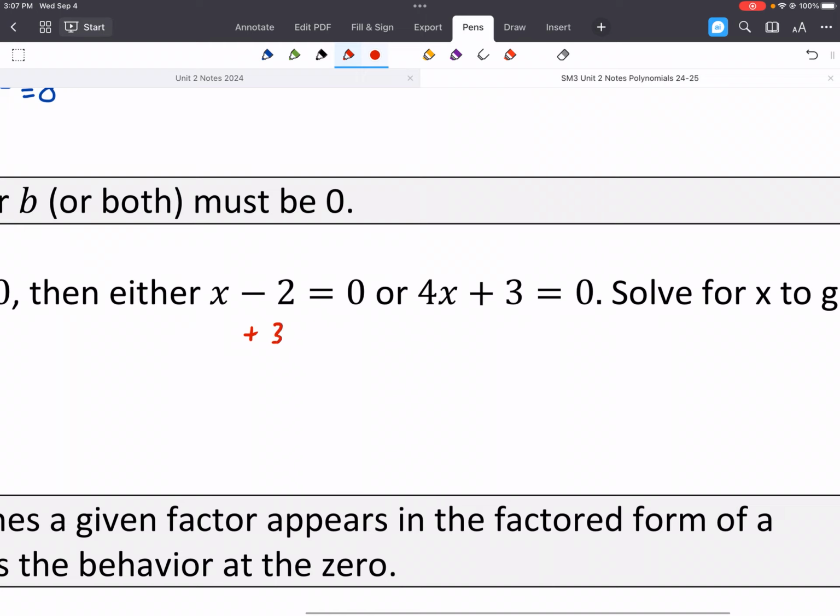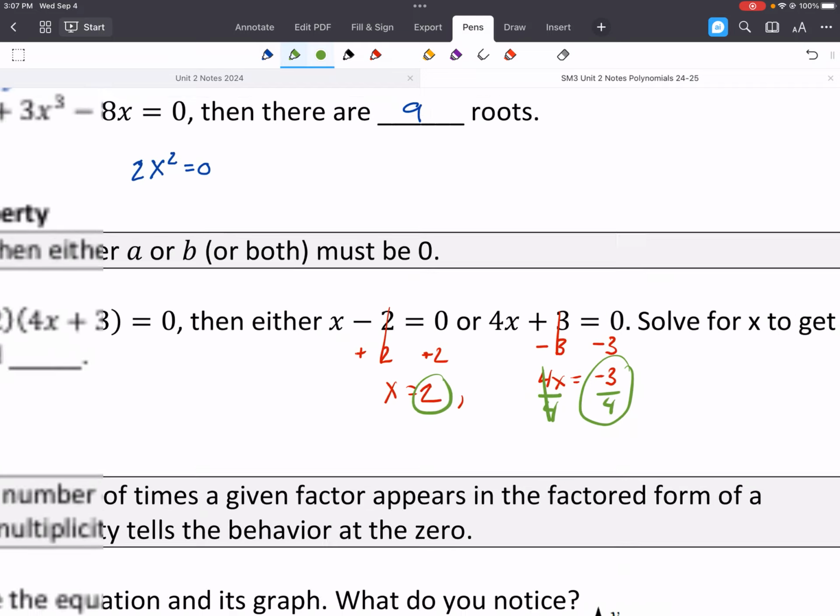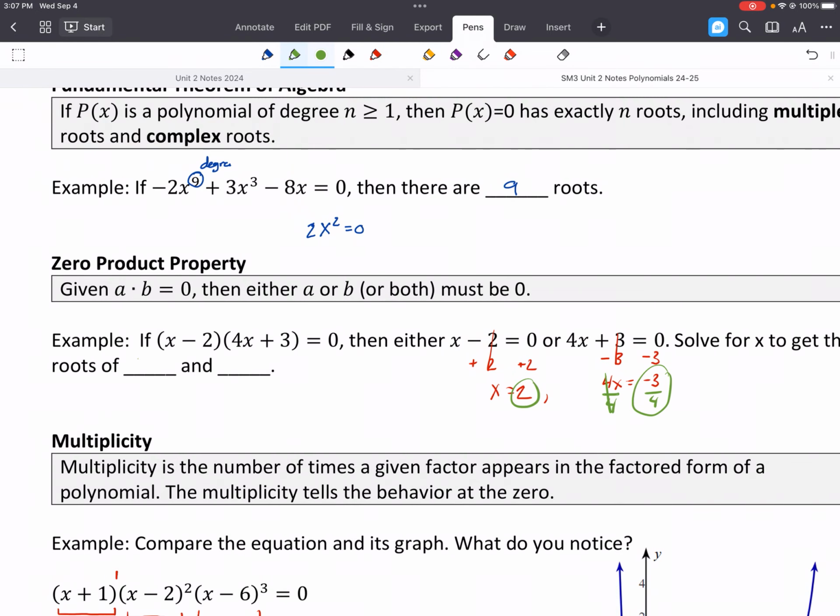And we can solve those individually. Let's add 2, and we'd get x equals 2, which would be one of our solutions, or our roots. And we could do the same thing here. We could subtract 3, and then we'd also have to divide by 4. So this would be our other solution. Okay? So our roots would be 2 and negative 3/4.